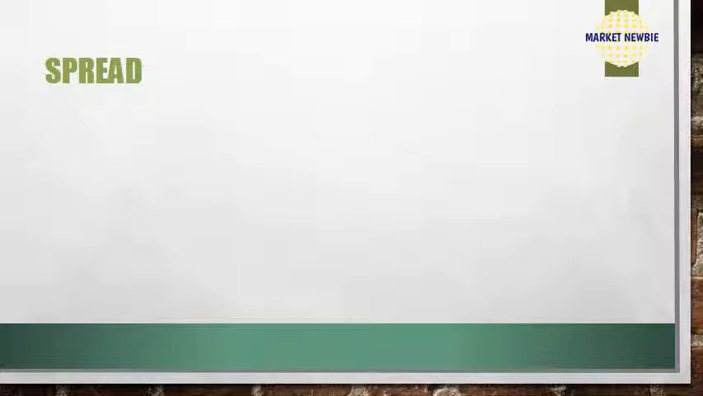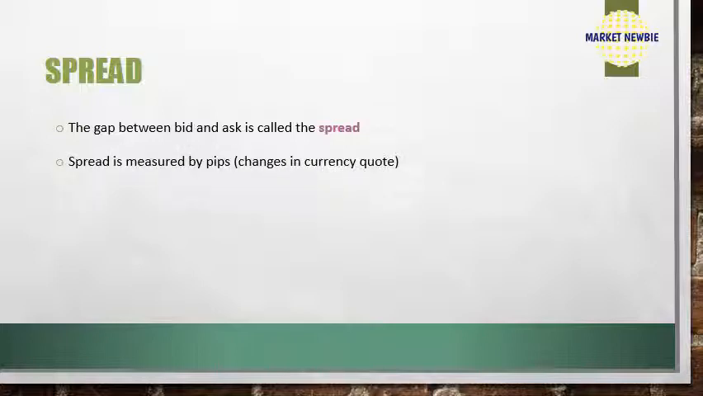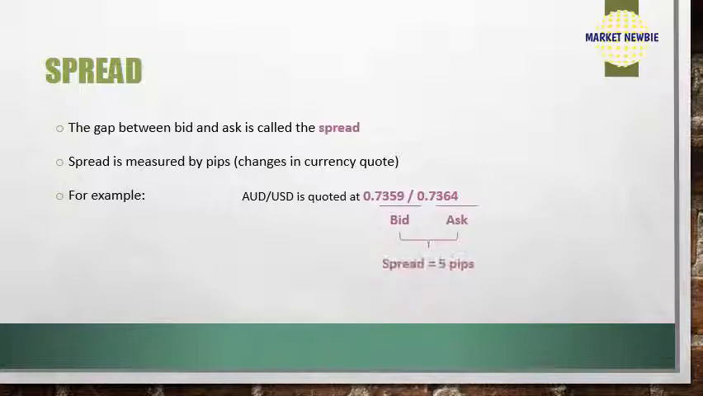This leads us to spread. Spread is the gap between bid and ask, and it is measured by pips. Remember pips we discussed earlier? It represents the changes in currency quote. Let's go back to this example. Australian dollar to US dollar currency pair. It is quoted at 0.7359 to 0.7364. The former is the bid price, and the latter is the ask price. The difference between the two is spread, which is 5 pips.